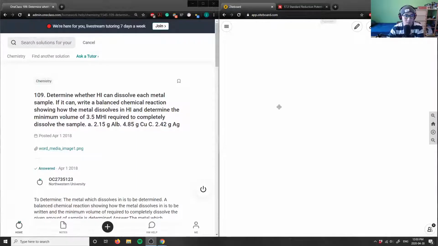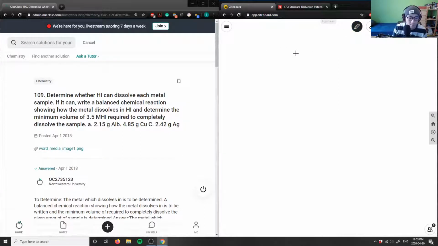All right, so what we have here says: determine whether HI, hydroiodic acid, can dissolve each metal sample. If it can, write a balanced chemical equation showing how the metal dissolves in HI, and determine the minimum volume of 3.5 molar HI required to completely dissolve the sample.